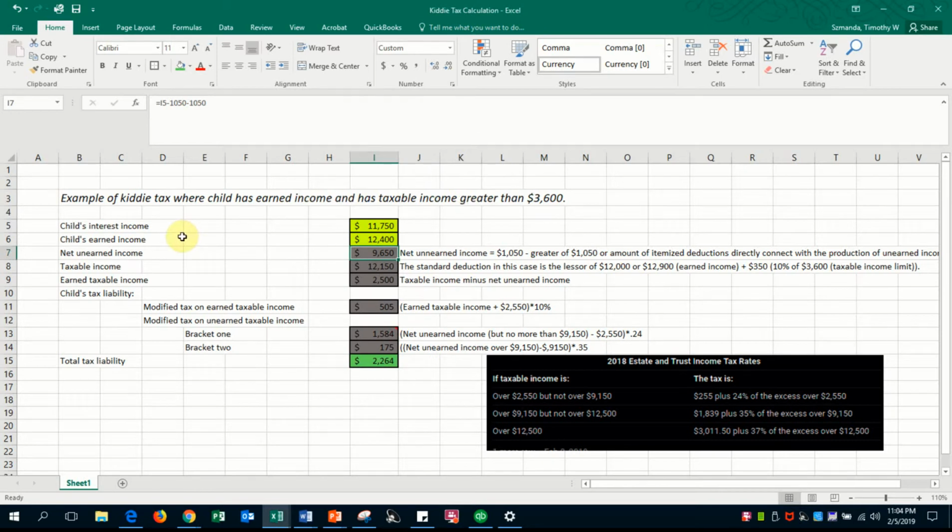This example is a calculation that I think is the most complex calculation in Chapter 3, and is found in the second part of Chapter 3. So this involves the kiddie tax.